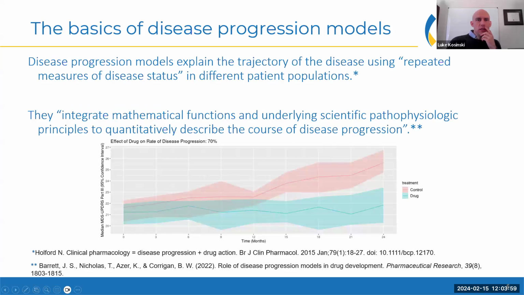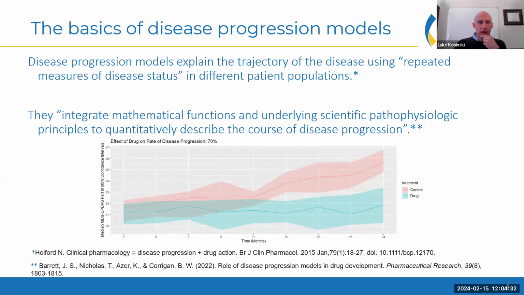So what is a disease progression model? For the basics, I've drawn from the literature a bit here. This first quote is from Nick Holford from a paper from 2015, and I've paraphrased a bit here. But the basic idea is disease progression models explain the trajectory of the disease, like the natural course of the history, like how is disease severity changing over time using repeated measures of disease status. So this is something that we're using to estimate how severe the disease is.